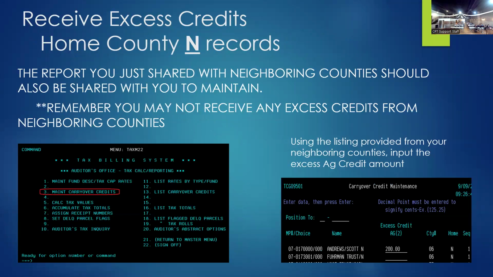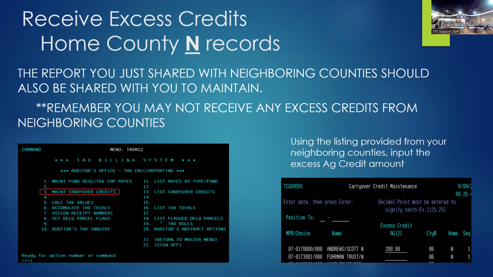Again, that report is going to be for your end counties also. So that report that you shared with your neighboring county, they're going to also be sharing with you. If they use CPT, it's going to look the same. If they're not from CPT, it's going to look a little different. And you maybe won't receive any excess credits from your neighboring county. Maybe they have enough and they don't have anything to share with you.